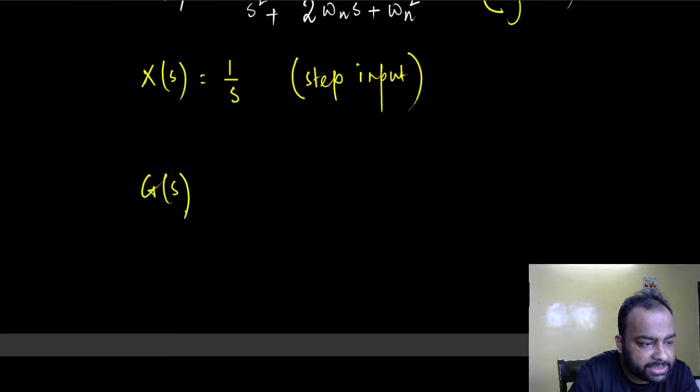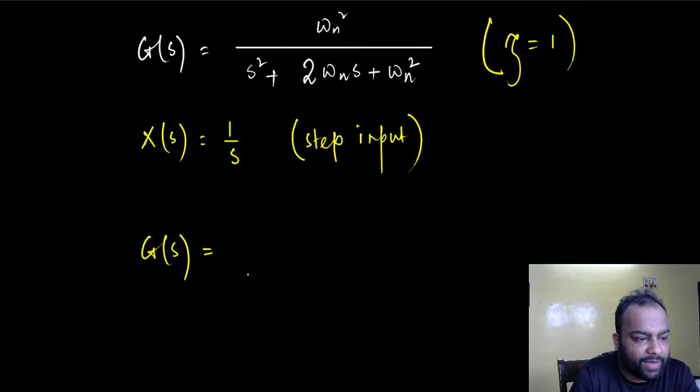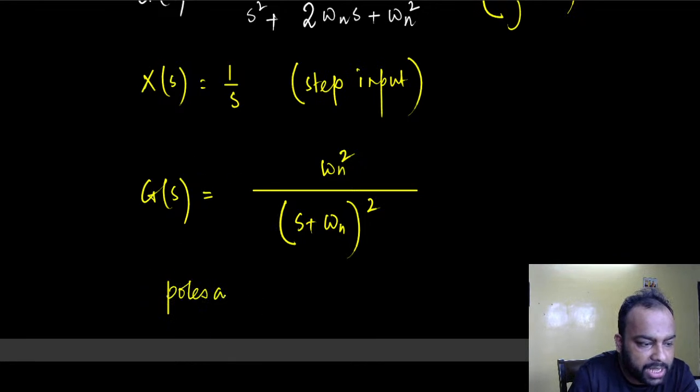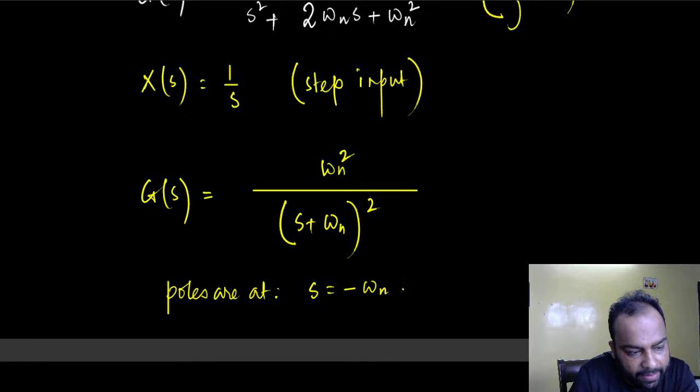So of course G(s) has this particular expression. So if I try to simplify the denominator, I would see that this is s squared plus 2 omega n s plus omega n squared. That's a very nice form actually. So that is just (s plus omega n) whole squared. Isn't that it? Right? So the poles are both at s equal to minus omega n, and the other one is also at minus omega n.